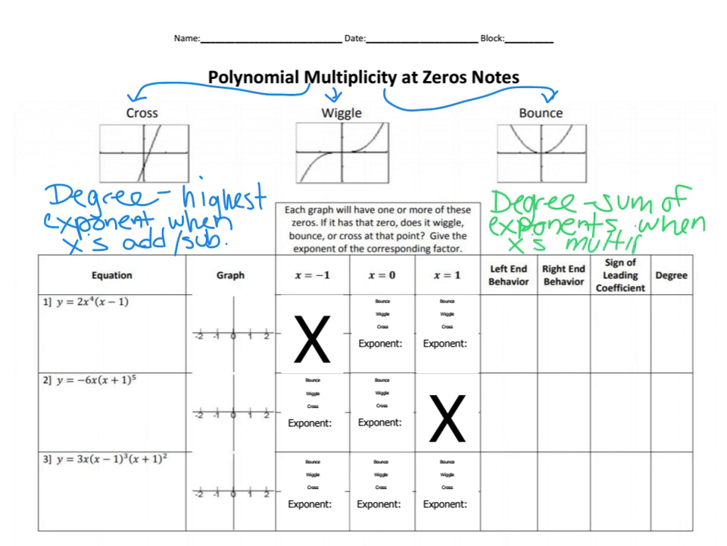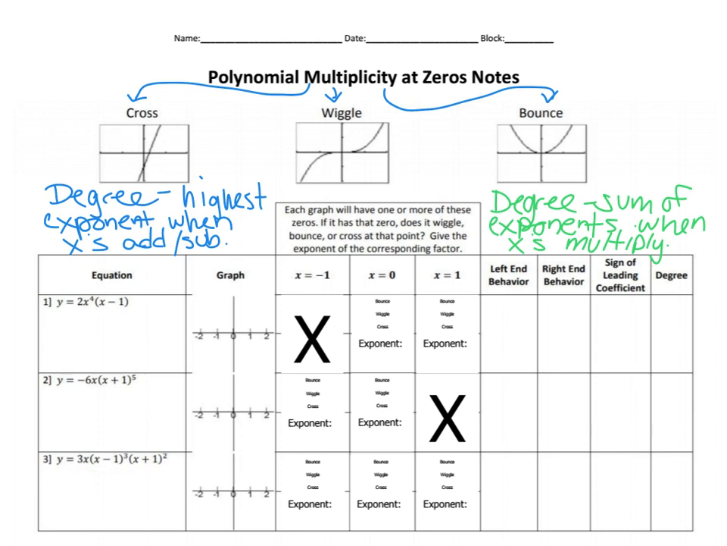So if you take a look at the polynomials we have in our equations over here, we have 2x to the fourth and x minus 1. The one below that is negative 6x times x plus 1 to the fifth, and then on the bottom we have 3x times x minus 1 to the third, x plus 1 squared. You can see on all of those that the x's are not adding together. They do have some addition in there, but there's parentheses around them, or they're on the outside of the parentheses, which means they are multiplying. So our degree in this case is we're going to add all the exponents we see.